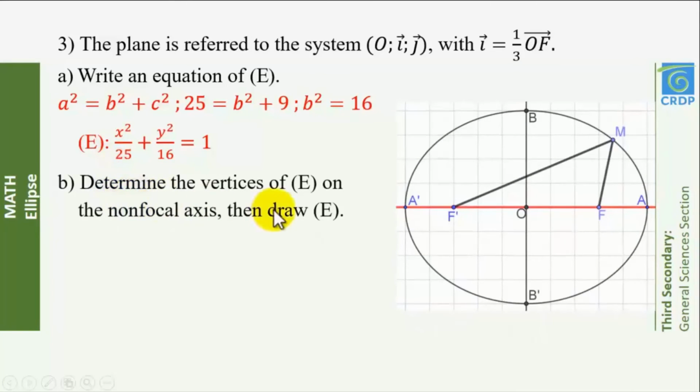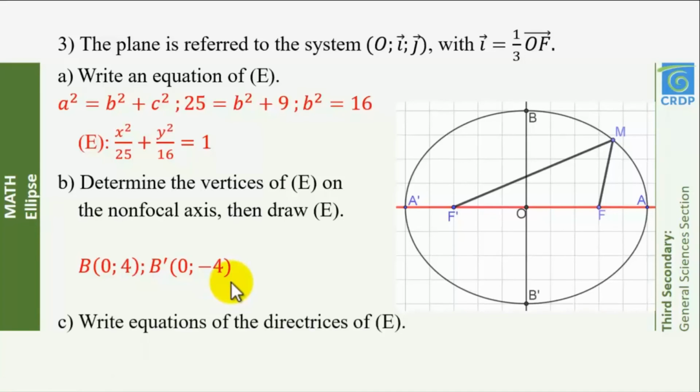Determine the vertices of E on the non-focal axis, then draw E. B squared equals 16. Then b equal 4 and OB equal OB prime equal 4. Therefore, B 0, 4 and B prime 0, minus 4.